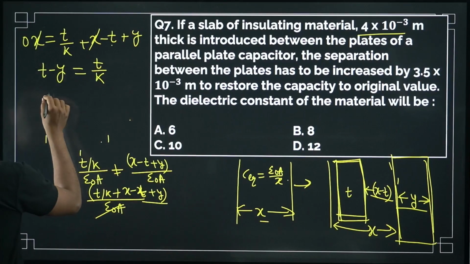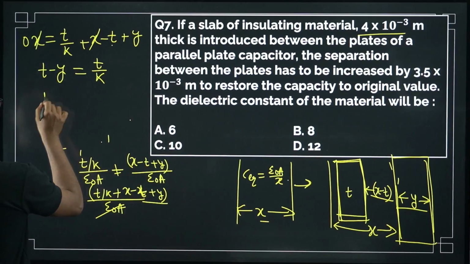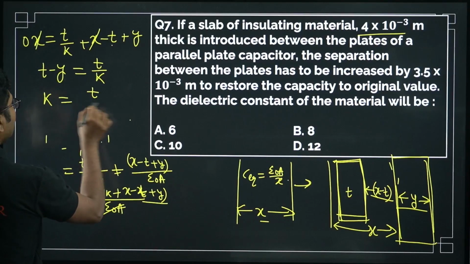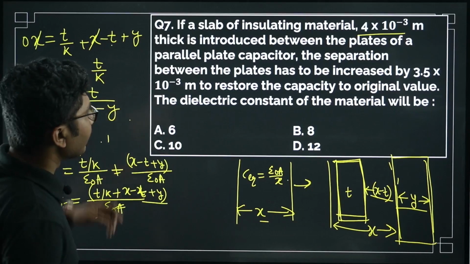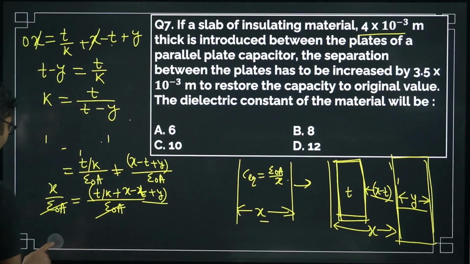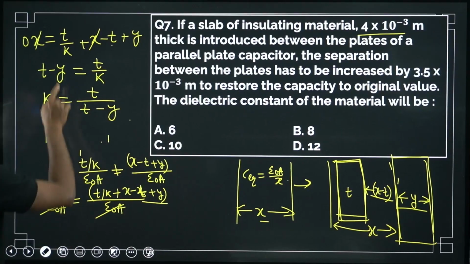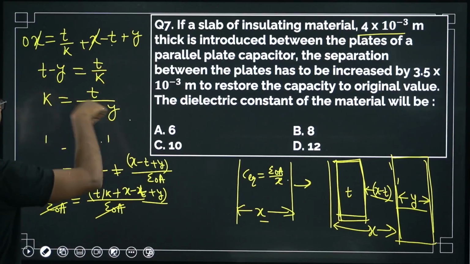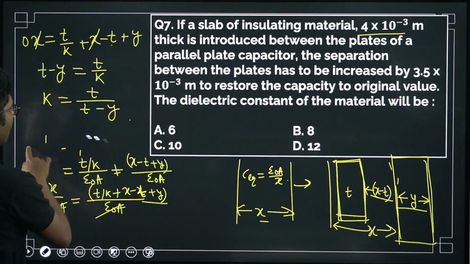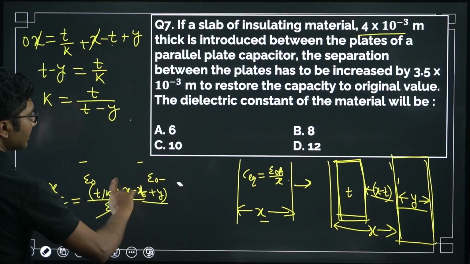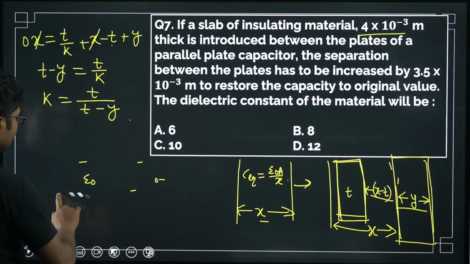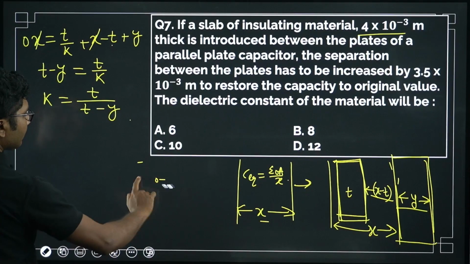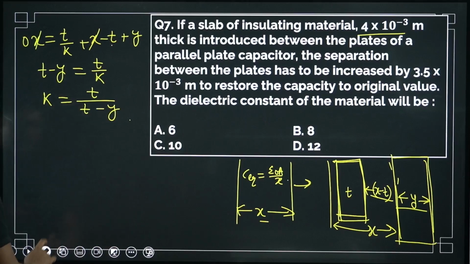No. So k equals t by t minus y. Okay, now let's put that value over here. So we have found the formula. You can remember this equation or this equation, whatever, it's up to you. Otherwise you have to do this long derivation to find it. Okay, there is no other shortcut for this question. The shortcut is to remember this formula. Okay, there is no other shortcut.